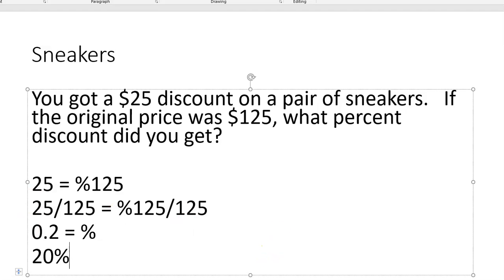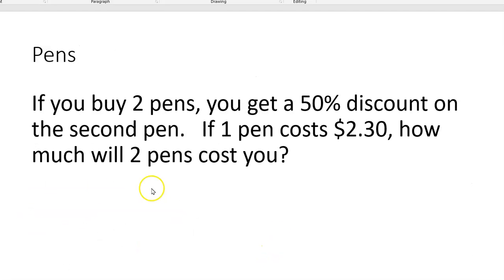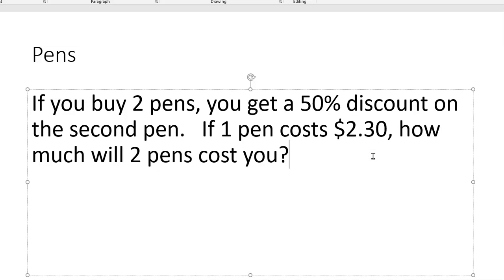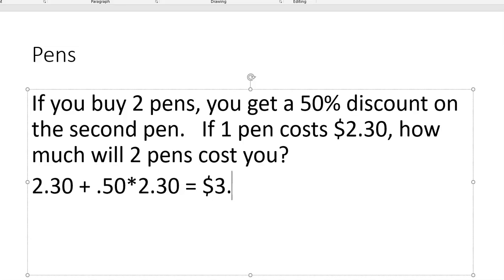You could also do it using the proportion method. You buy 2 pens and you get a 50% discount on the second pen. If one pen costs $2.30, how much will 2 pens cost you? So you have the $2.30 plus half of $2.30 for a total of $3.45.